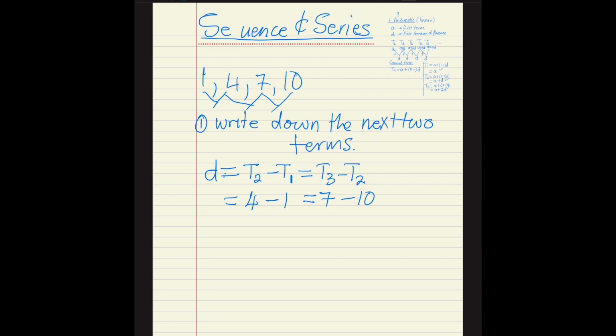Oh, sorry. Term number 3, it is 7 minus 4. Okay, now let's check. 4 minus 1, that will give us 3. 7 minus 4, that will give us 3. So hence we prove it.